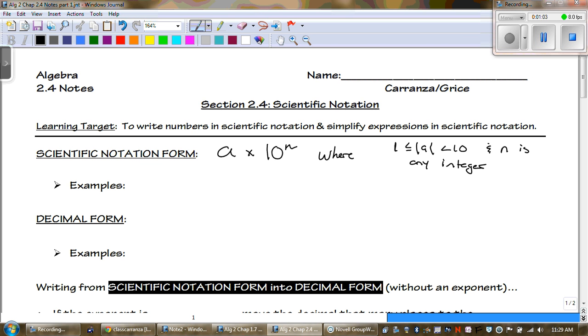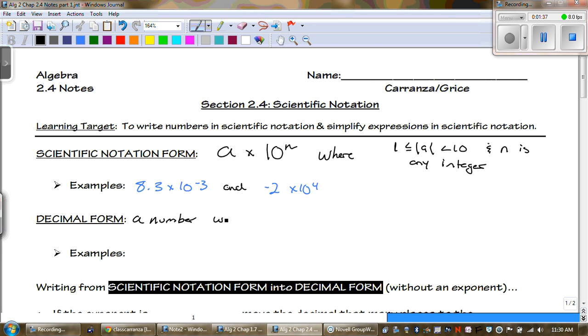Here are some examples of scientific notation. You could have the number 8.3 times 10 to the negative third, and here's another example. We could have negative 2 times 10 to the fourth. Either way.